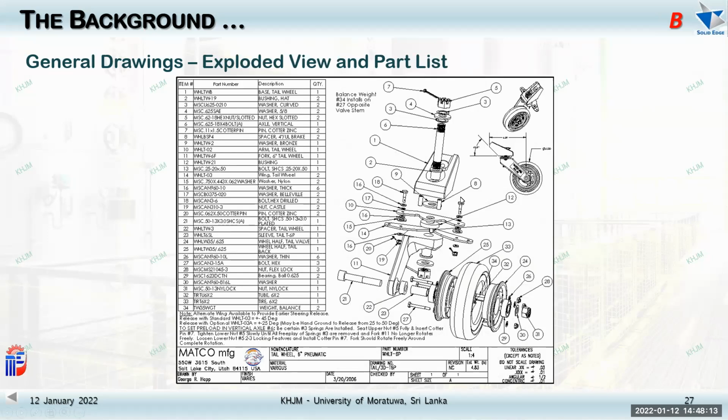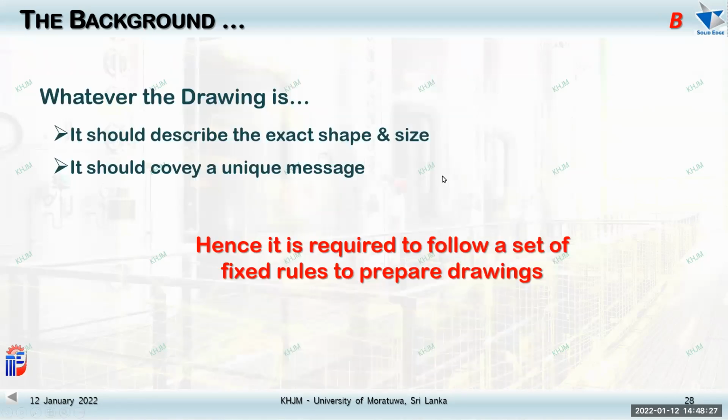Now, can you imagine how you're going to produce these things manually on the drawing board, when there were no computers or software in the very early days? People still did that. So whatever the drawing is, remember, it should describe the exact shape and the size. And also it should convey a unique message. Remember, a single drawing cannot convey 2-3 different messages, 2-3 different parts. Means something is missing, or maybe it is completely wrong. It has to be a unique part, only one.